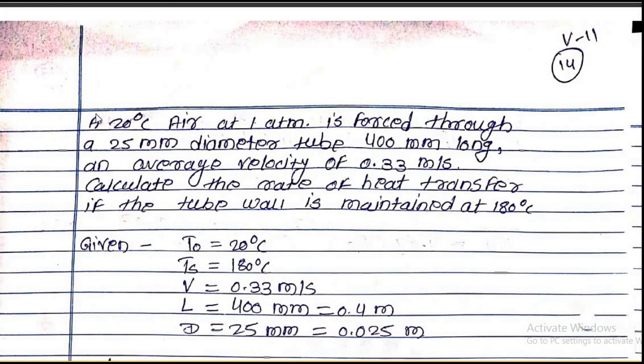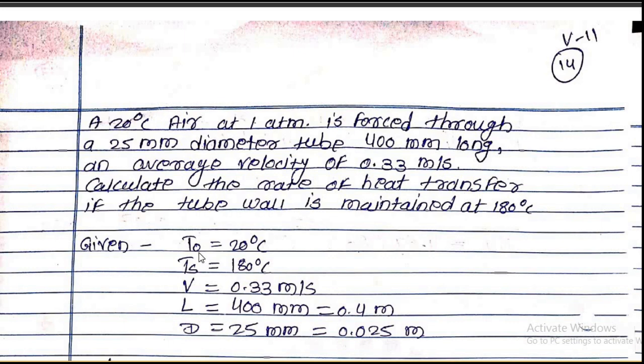Here we go. Air at 20 degrees Celsius and 1 atmospheric pressure is forced through a 25 mm diameter tube, 400 mm long, at an average velocity of 0.33 meter per second. Calculate the rate of heat transfer if the tube wall is maintained at 180 degrees Celsius.